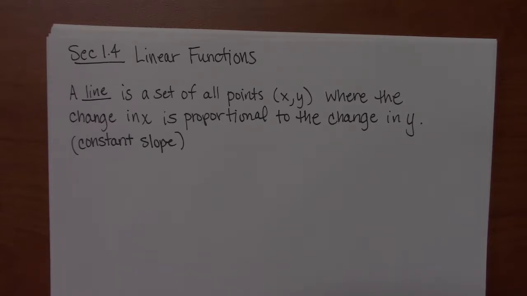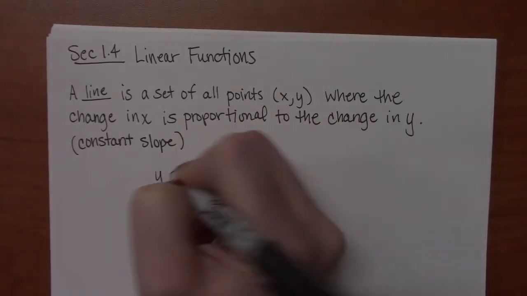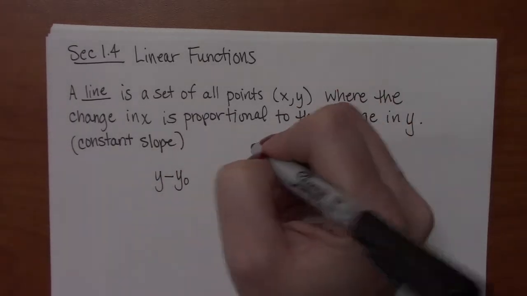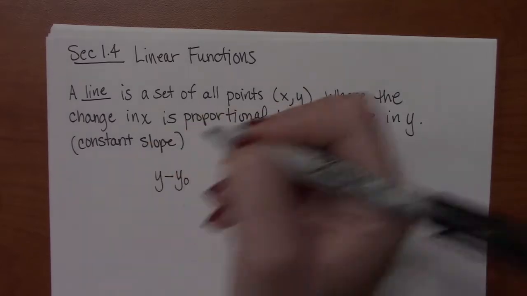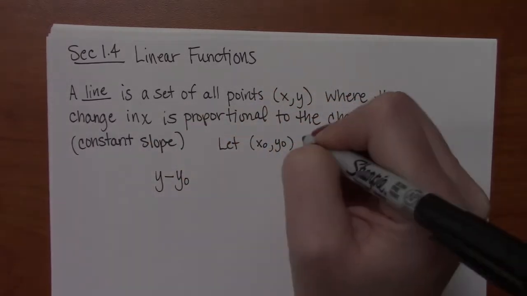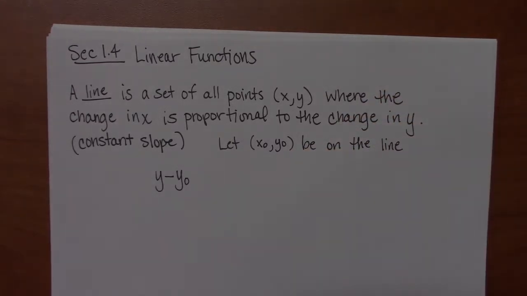So if we just sketch exactly what this definition is saying into an equation, kind of like we did with circles, what we would be saying is, well, the change in y, so if we had y minus y naught, I guess I should start by saying, let's let (x naught, y naught) be some fixed point on the line. So it's just one specific point, right?